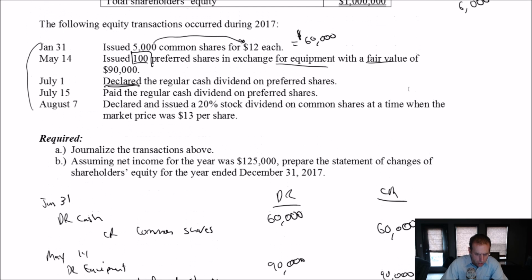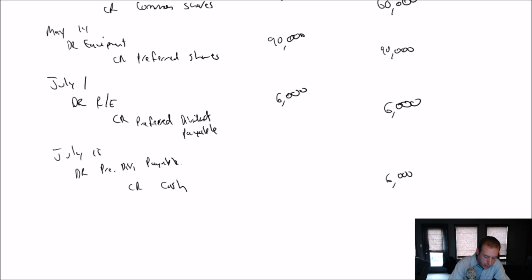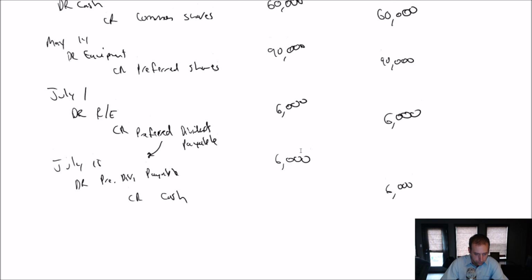Okay, now we pay them. On July 1st we declare. On July 15th we pay. So how much do I pay? Well, I pay $6,000. Now cash changes hands, and I can debit preferred dividends payable, right? I can say that liability is no longer a liability. I will have paid it.